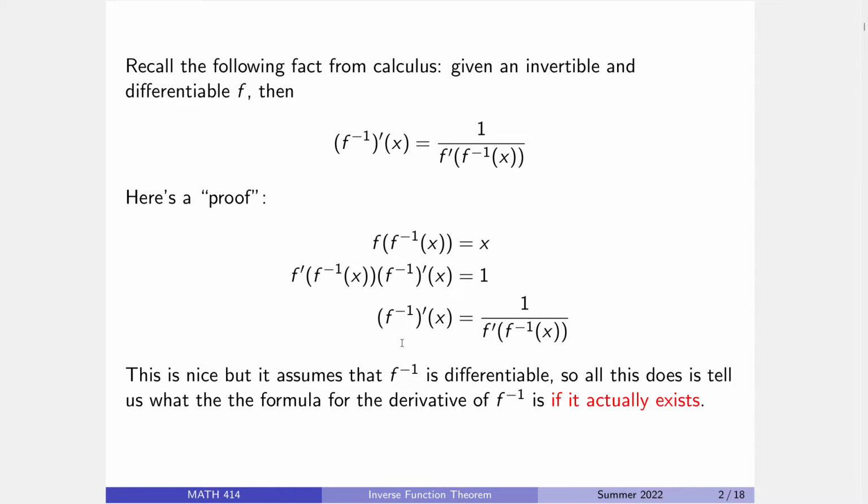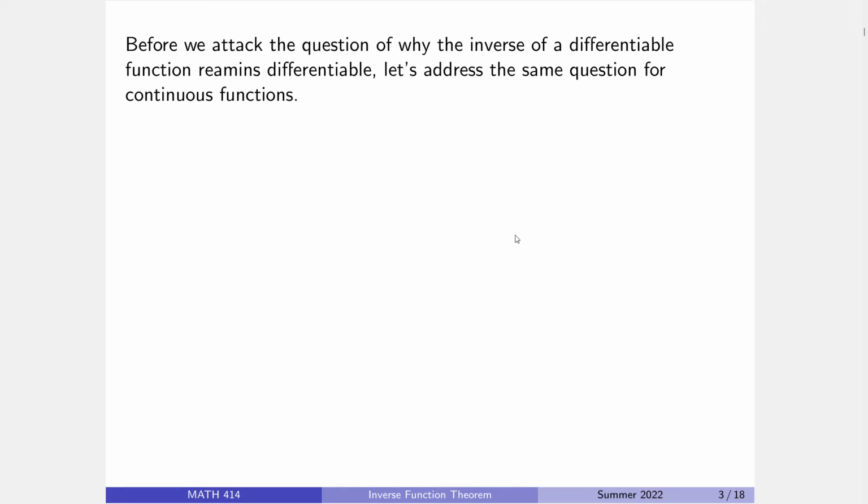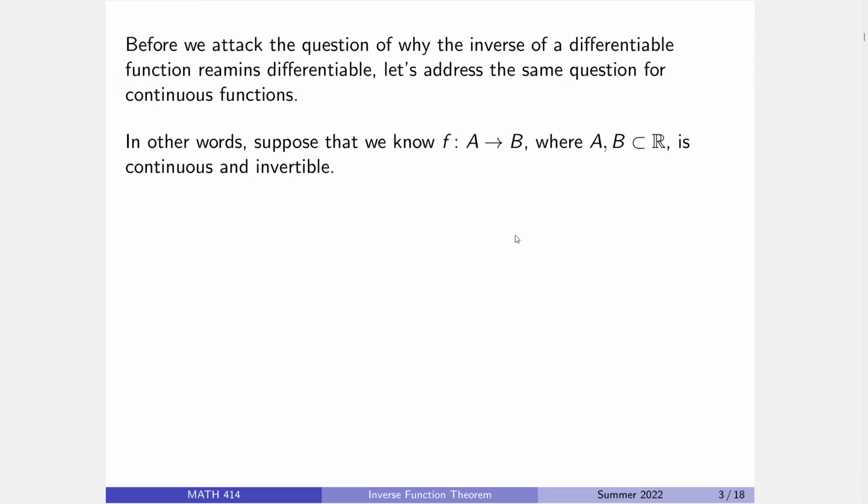Okay. So before we go full bore and get into this, let's first address the question of continuity. So specifically, let's say I have a function from A to B, subsets of the real line, and I know it's continuous, and I know it's invertible. Does it follow that its inverse must be continuous? This is a pause the video moment. And try to think about it. Don't spoil it. Think, is it possible?